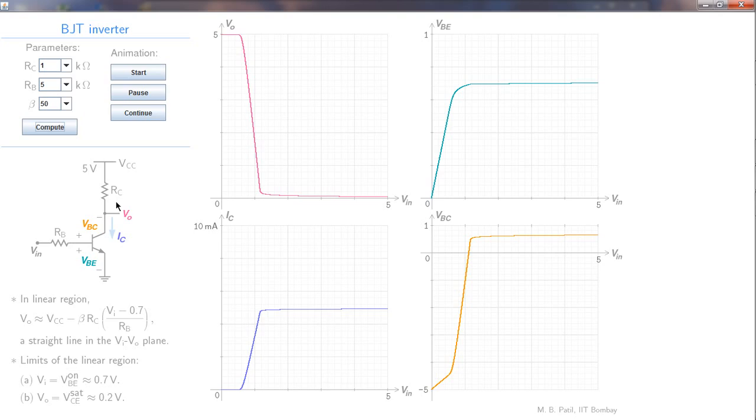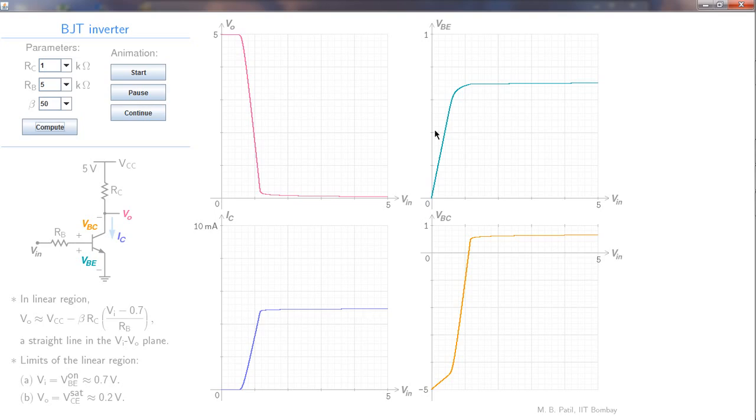What is that constant in this case? It is 5 volts minus, let's say, 0.2 volts, 4.8 volts, divided by RC. RC is 1K, so about 4.8 milliamps. And that is what this is. This is 2 milliamps, 4 milliamps, so that's nearly 5 milliamps, or 4.8 milliamps.